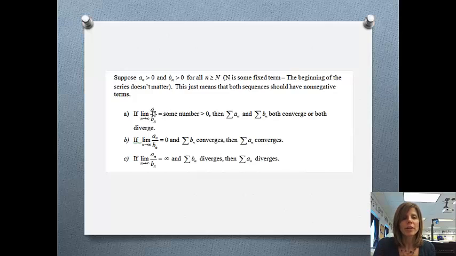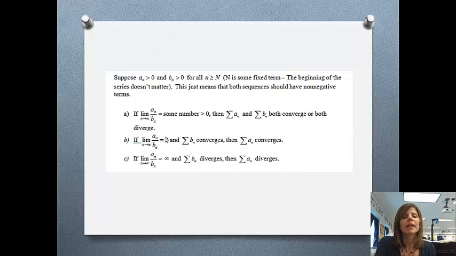what we are going to do is divide them, and we'll find the limit as n approaches infinity of the quotient. If we get a number that's bigger than 0, and it's not infinity, it's finite, then both of those series will either converge or they will both diverge.